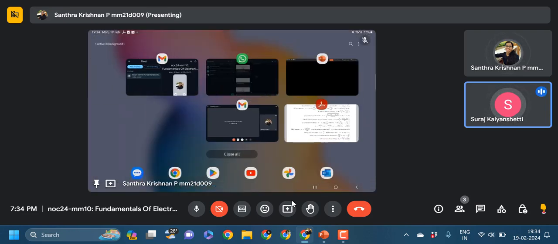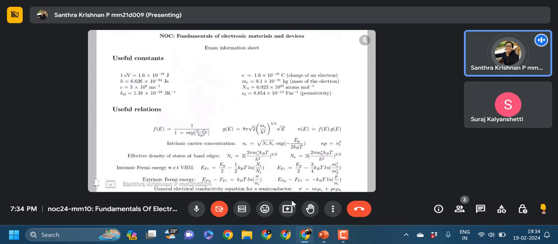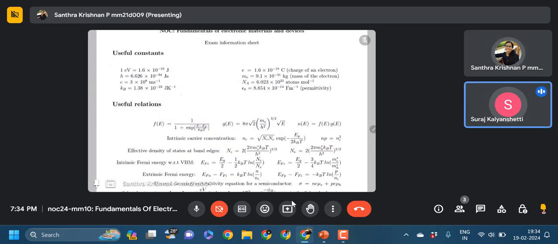In electron volts, what is that? Here you have kb, which is 1.38 into 10 raised to minus 23 joules per Kelvin. We use this most of the time, yeah, but then you'll have to convert your electron volt values into joules as well.